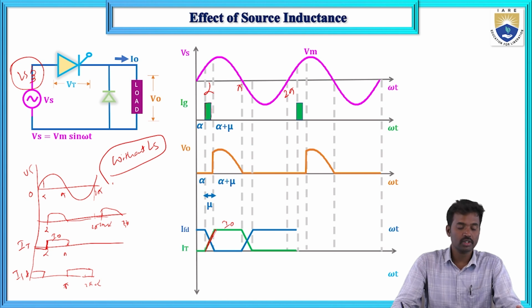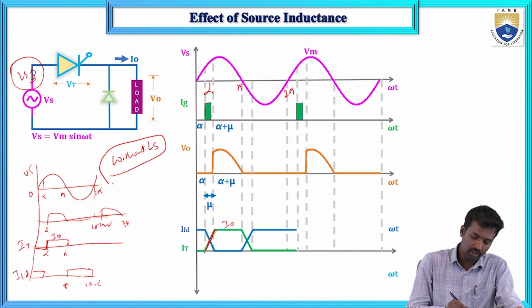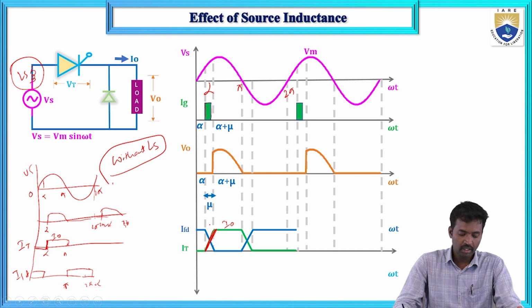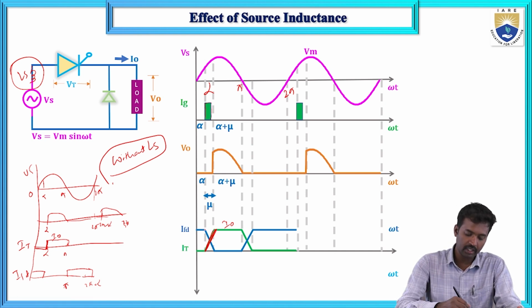An inductor does not allow sudden changes in current; it opposes current changes. So the current will not come up directly like this, it will increase linearly. Similarly, the freewheeling diode current will decrease linearly. With some slope, it will not go from I naught to 0 quickly, it will take some time.